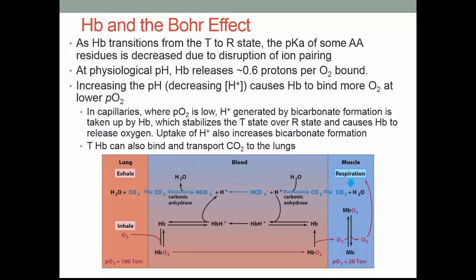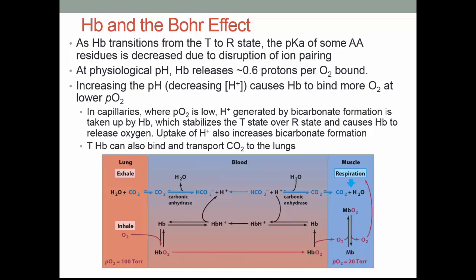Increasing the pH, or decreasing the relative hydronium concentration, therefore, can cause hemoglobin to bind even more oxygen at low oxygen concentrations. This also means in capillaries where the concentration of oxygen is low and hydronium concentrations are high because of exerting muscles, excess protons can be taken up by hemoglobin in exchange for oxygen, which then can be transferred to myoglobin across the capillary wall.